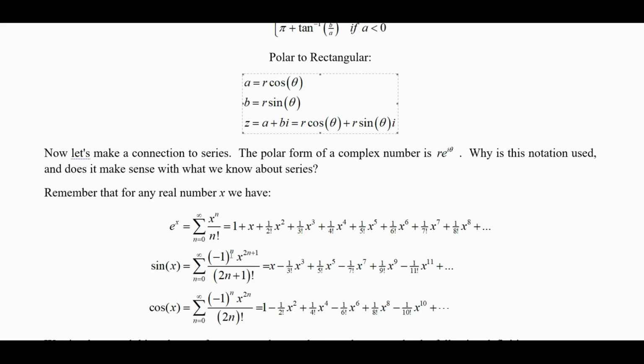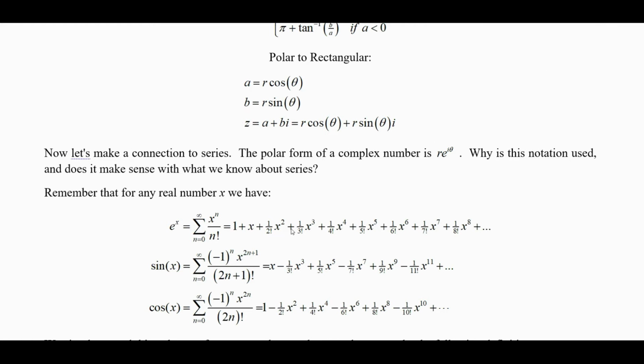Sine of x is the sum from n equals 0 to infinity of negative 1 to the n, x to the 2n plus 1 over 2n plus 1 factorial, or in other words, it's the odd numbered terms from the e to the x, but with alternating sign. Cosine of x was the sum from n equals 0 to infinity of negative 1 to the n times x to the 2n over 2n factorial, or in other words, it's the even power terms from e to the x, but with alternating sign. So remember, that works for any real number.